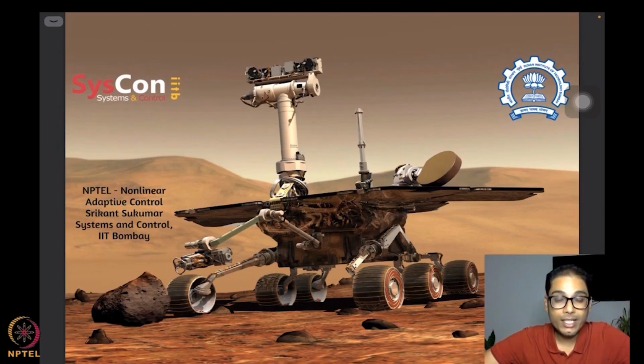We of course start this week again by looking at this very nice representative image, which is that of a rover on Mars. And the hope, as always, is that we can develop algorithms that will drive systems such as these for autonomous motion.